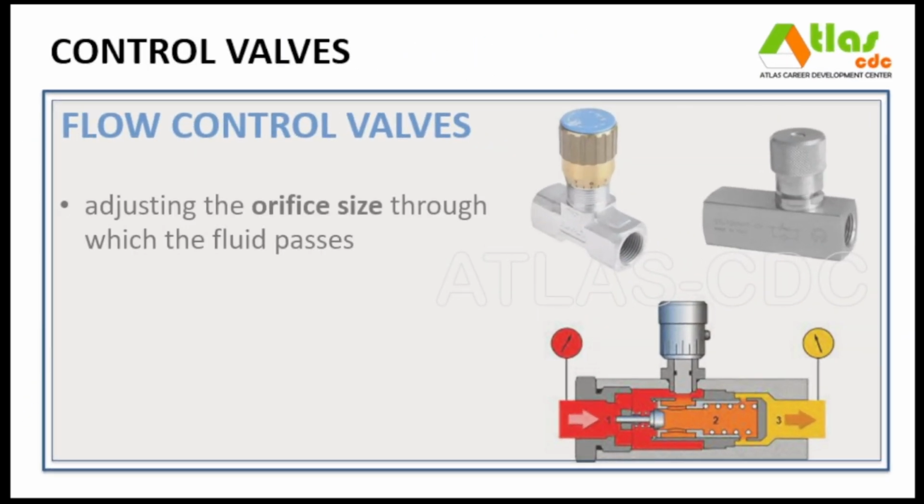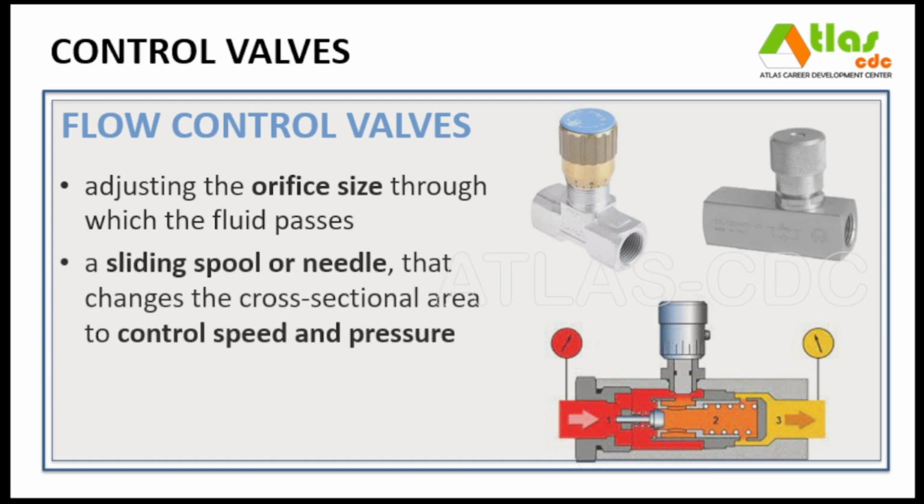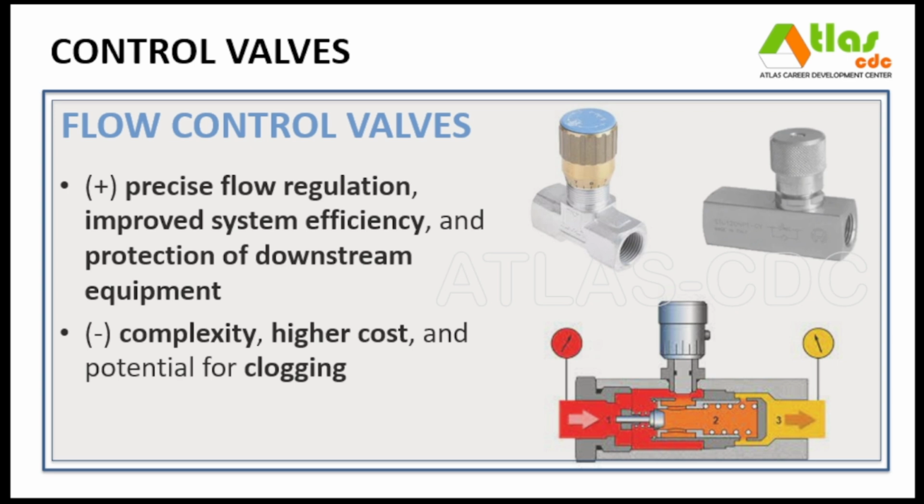A flow control valve regulates the rate of fluid flow in a system by adjusting the orifice size through which the fluid passes. Its mechanism involves a movable part, such as a sliding spool or needle, that changes the cross-sectional area to control speed and pressure. The main function is to maintain a desired flow rate regardless of load variations.